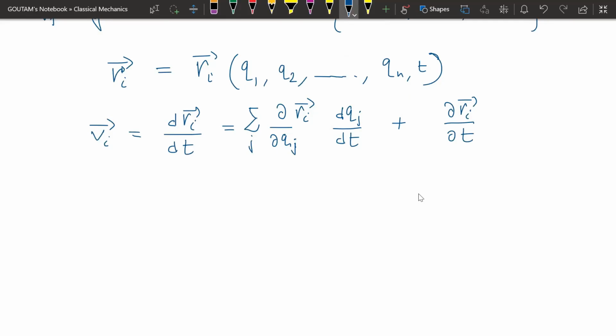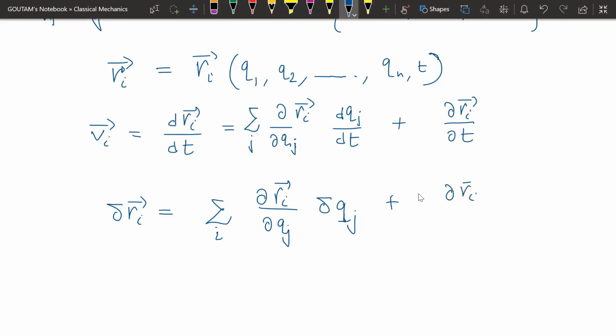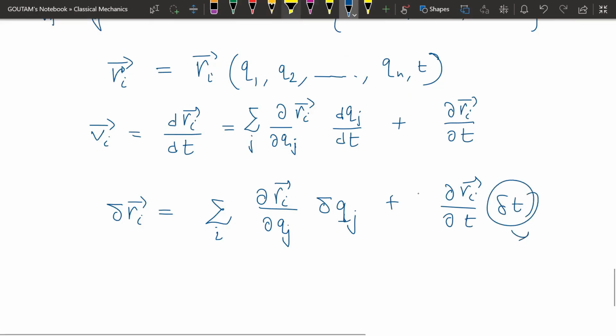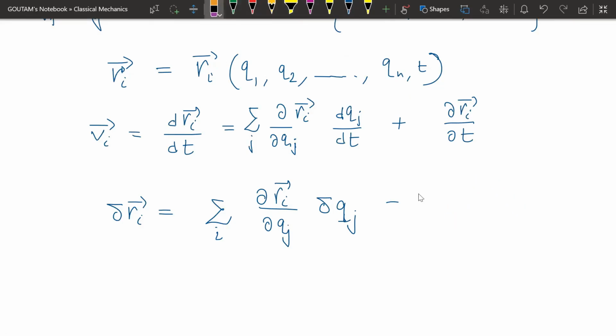And the virtual displacement delta ri can be written as the sum over j of del ri del qj delta qj. Here the t term will not come because it is not a displacement. Delta ri is not a displacement in time, it's a displacement in the configuration. So this del ri del t term will be zero, so we'll remove that. Okay, so these are very important relations.